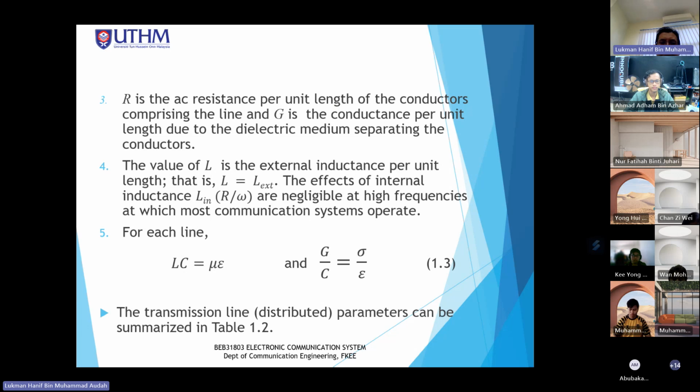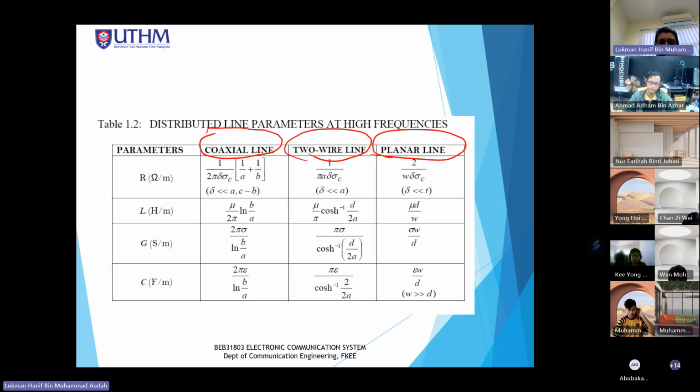And then, for different kinds of cable or wired transmission line, there are specific formulas in order to calculate the value of resistance, inductance, conductance, and capacitance. These are the specific formulas, but you don't need to memorize them. All the formulas needed for the final exam will be given. At the end of the question, there will be a list of formulas given to you during the final exam.